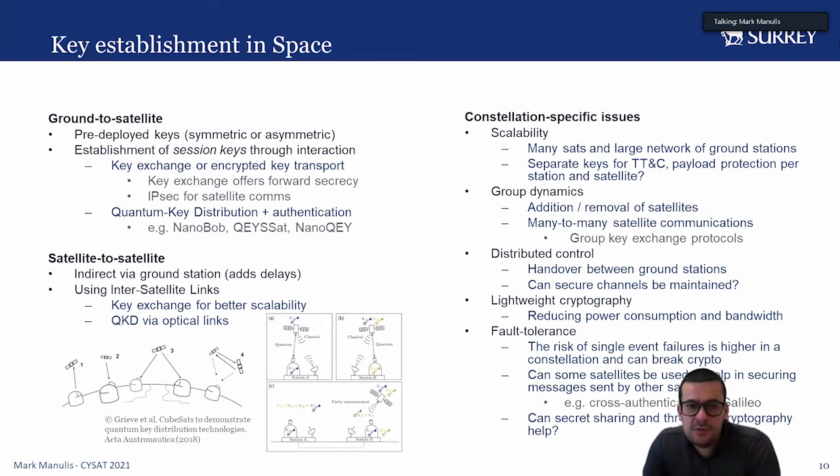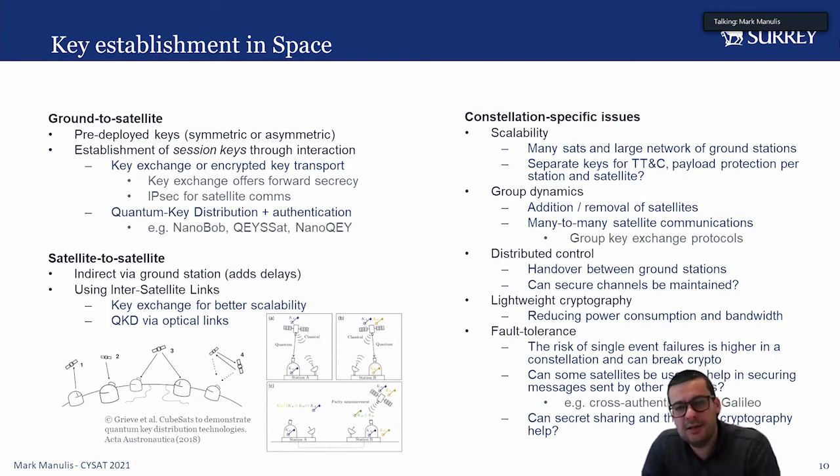In the case of satellite to satellite, what will become interesting is if inter-satellite links are used to establish channels. Key exchange is again better here for scalability, because you can't have pre-shared keys between different pairs of satellites in orbit. That will not be manageable. But quantum key distribution through, for example, optical links might also be an interesting approach.